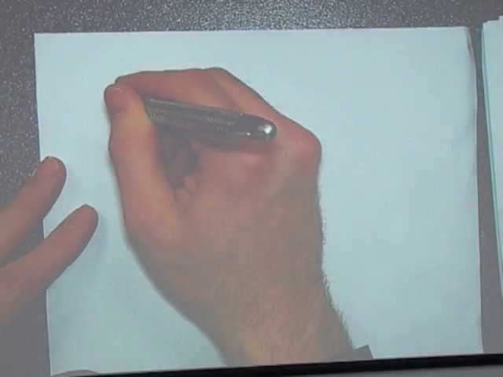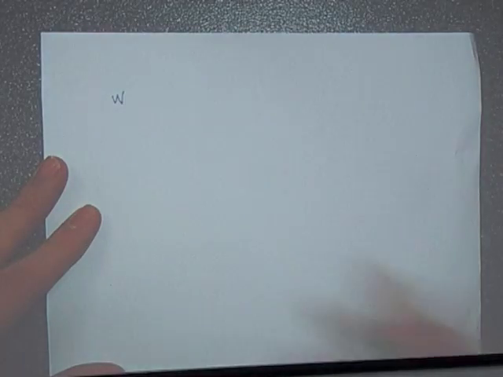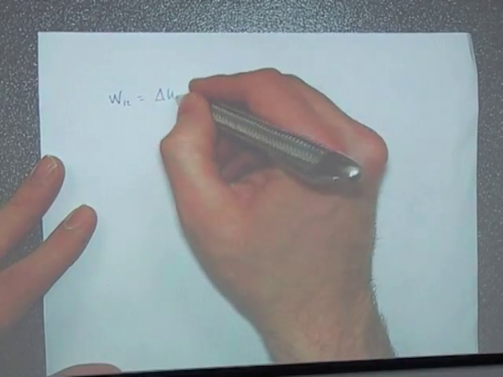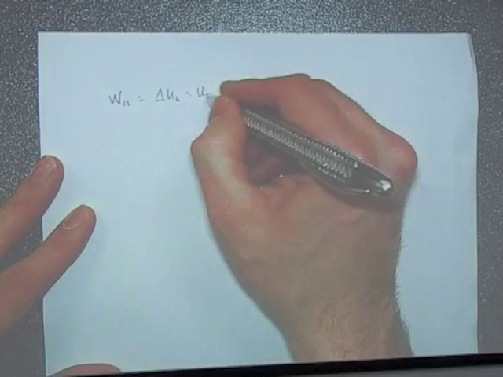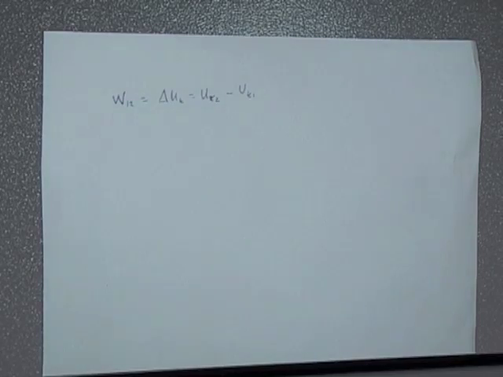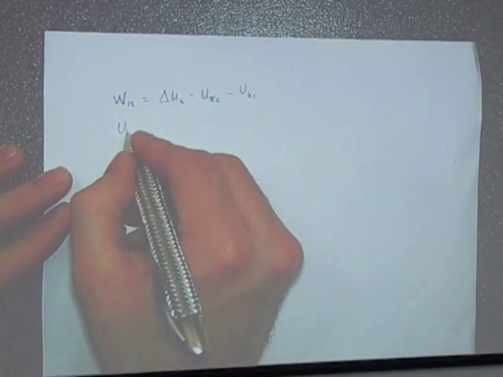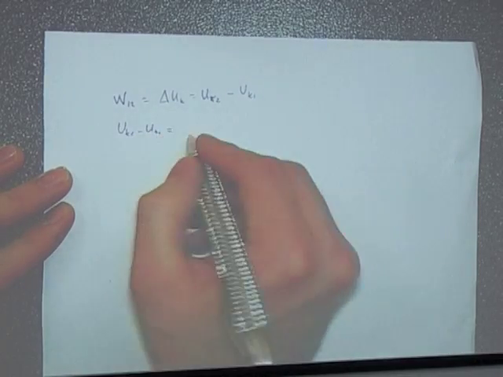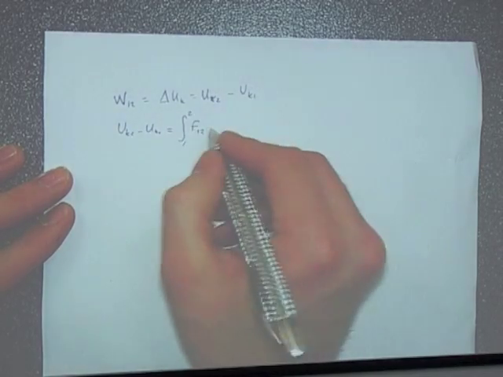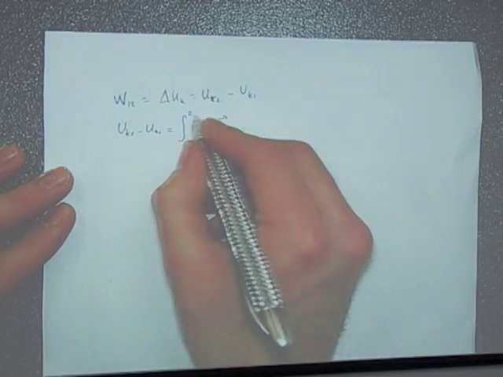And so we know work between 1 and 2 is going to be the change in kinetic energy. So that's the kinetic energy at 2, UK2, minus UK1. This is ignoring friction. We know that UK2 minus UK1 is the integral of the force between 1 and 2 times dr. Okay, these are vectors.